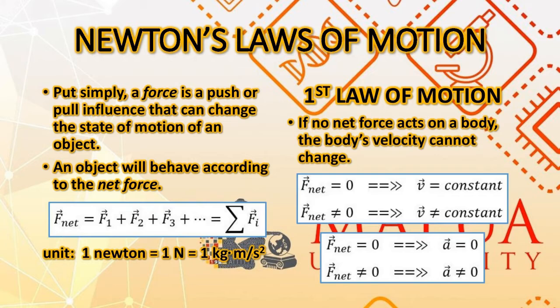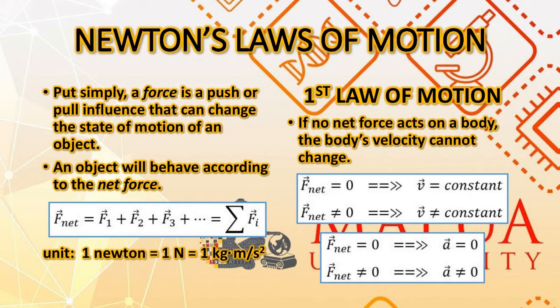So our definition goes back to what we have previously mentioned. Force is an influence that can change the state of motion of an object, that can change the velocity of an object. Therefore, if there is no net force acting on the body, the velocity will not change. If F net is equal to 0, the velocity of the object is constant. And of course, the reverse of that, if the net force is not 0, there is a net force acting on the object, the velocity of the object will change.